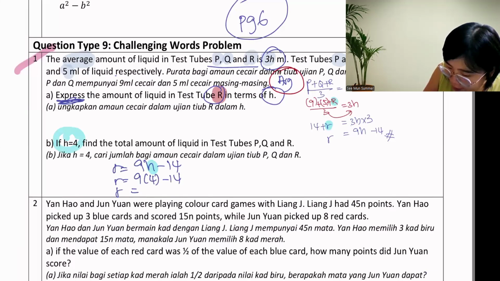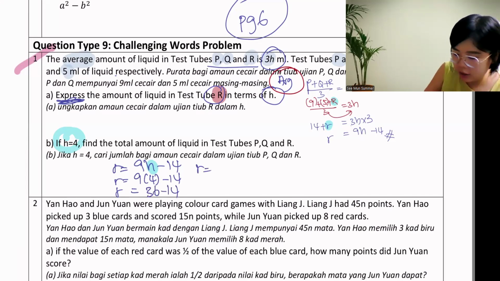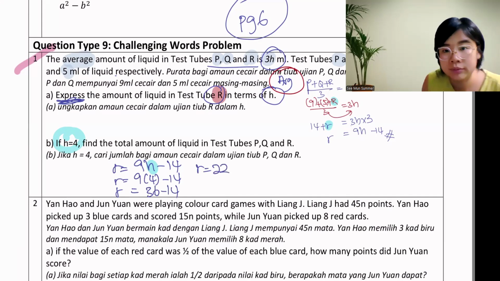So what does bracket mean? Means times, right? When you sub something, you put bracket. So 9 times 4 is 36, right? Minus 14. So what is my R? How much is my R? 22, correct?